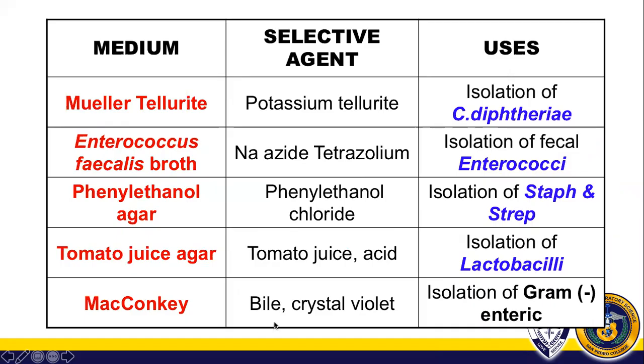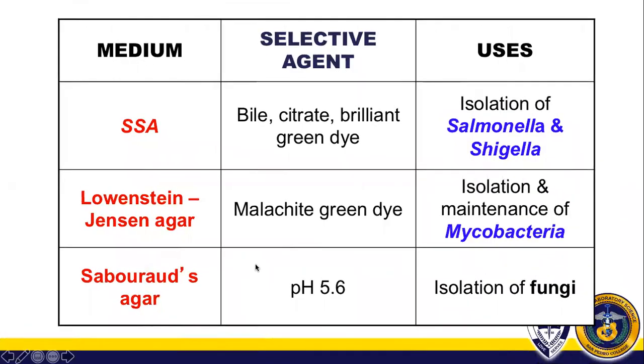MacConkey, of course, contains bile and an indicator, the crystal violet, which is perfect for isolation of gram-negative enteric organisms. SSA, or Salmonella Shigella agar, contains a variety of selective agents. Bile is among those. So it's useful for inhibiting growth of other organisms, but allows growth of Salmonella and Shigella.